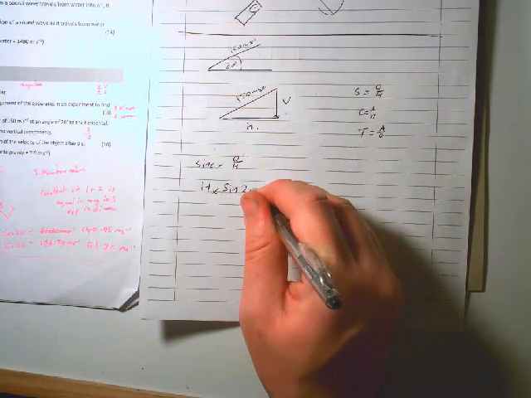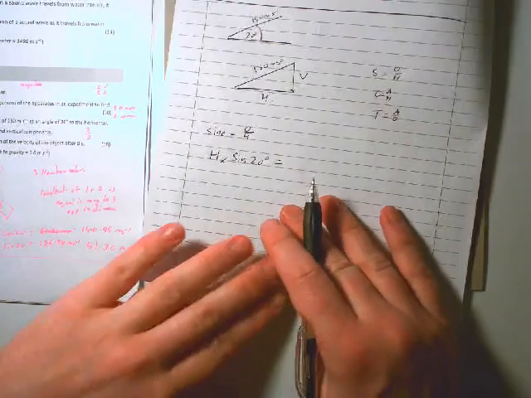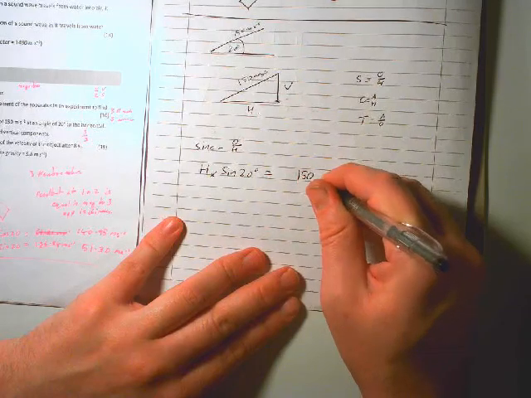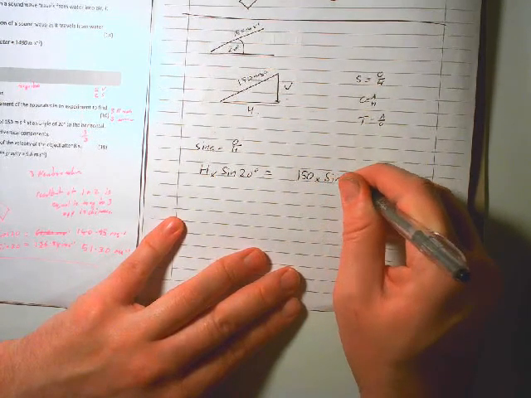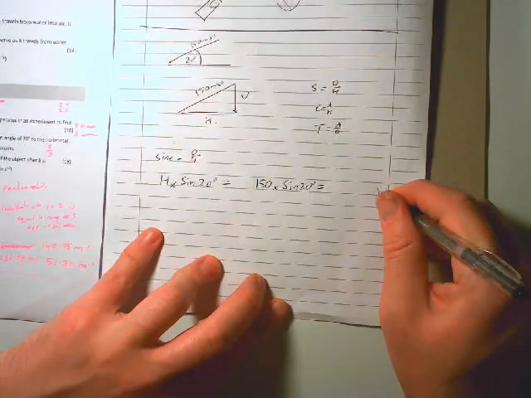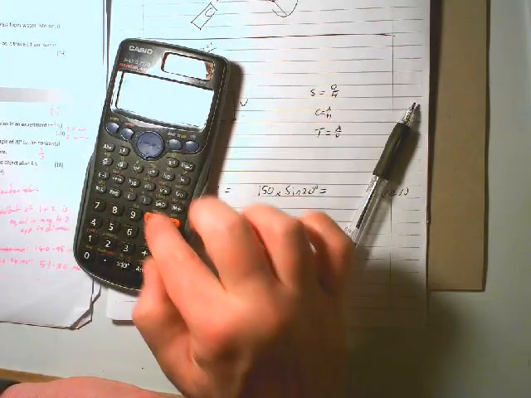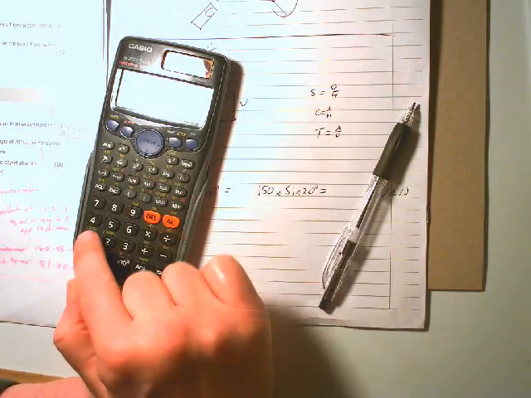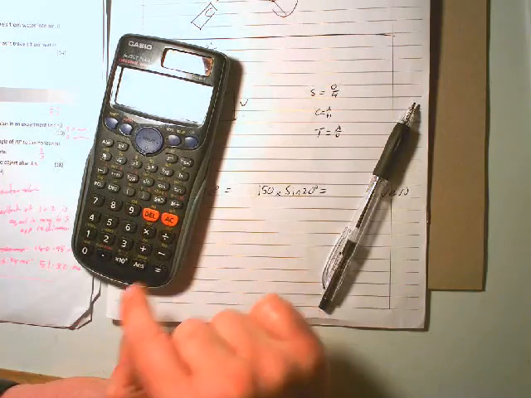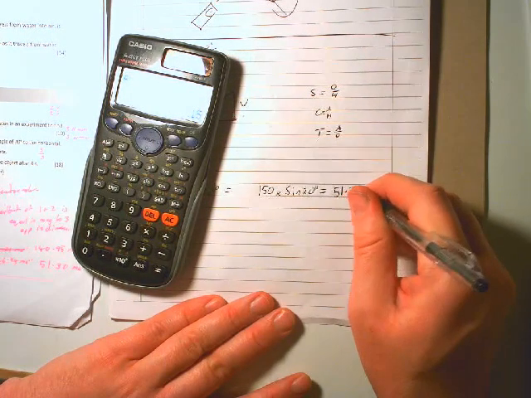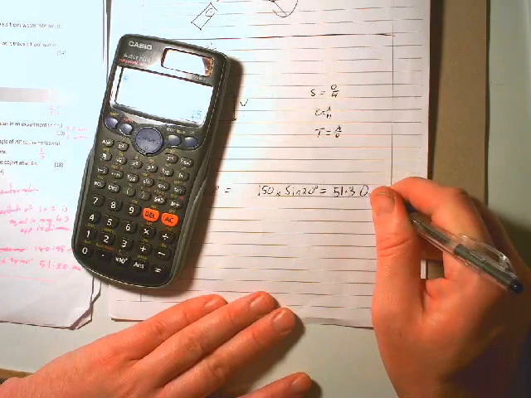Sine is equal to opposite over hypotenuse. We know the hypotenuse. The vertical component is the opposite, which is the thing we're looking for. So if I multiply the hypotenuse times the sine of the angle, which in this case is 20, this will give us the vertical component. So the hypotenuse, 150, times the sine of the angle 20 will give me the vertical component.